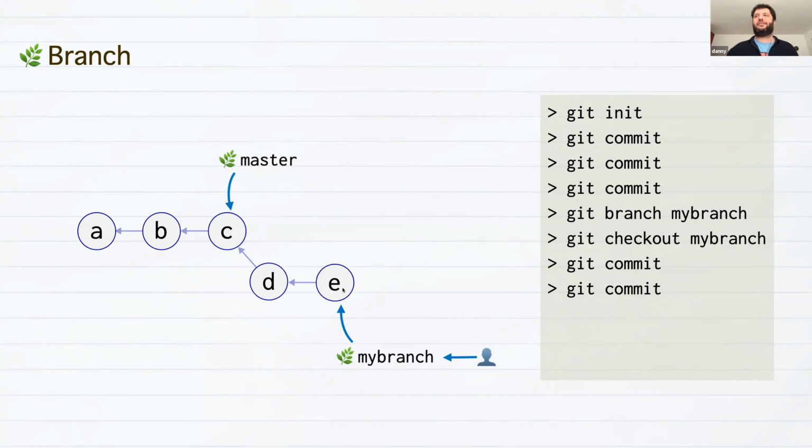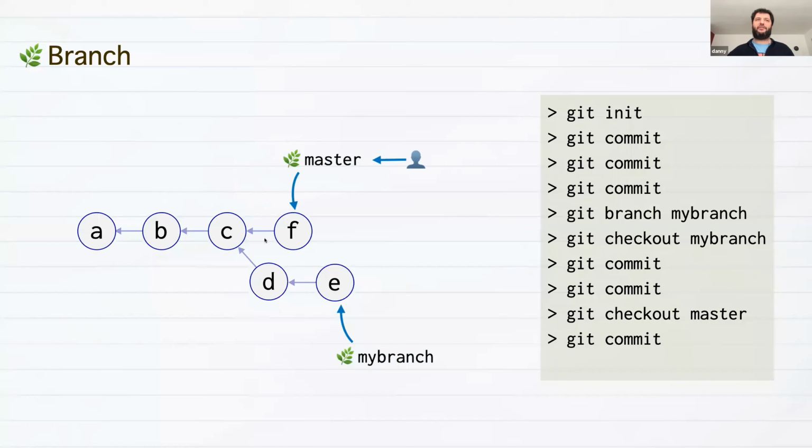So now at this point, let's say you decide you want to check back out onto the master branch, you would do git checkout master, and the head would now move back to the master branch. And now if you make a commit, you have a new commit F that has a parent of C, and you can do the same.